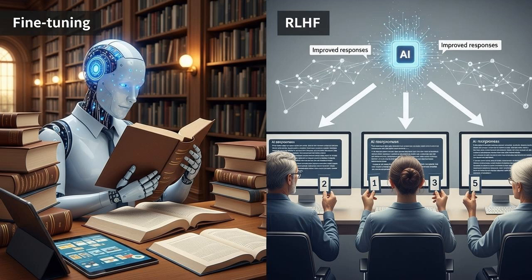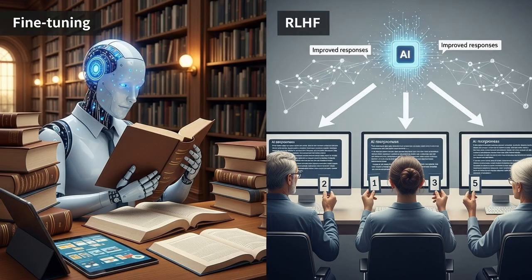But the real powerhouse of model training is reinforcement learning from human feedback, or RLHF. This is the technique that made models like ChatGPT so much better. In RLHF, humans act as teachers. They are shown multiple AI-generated answers and rank them from best to worst.